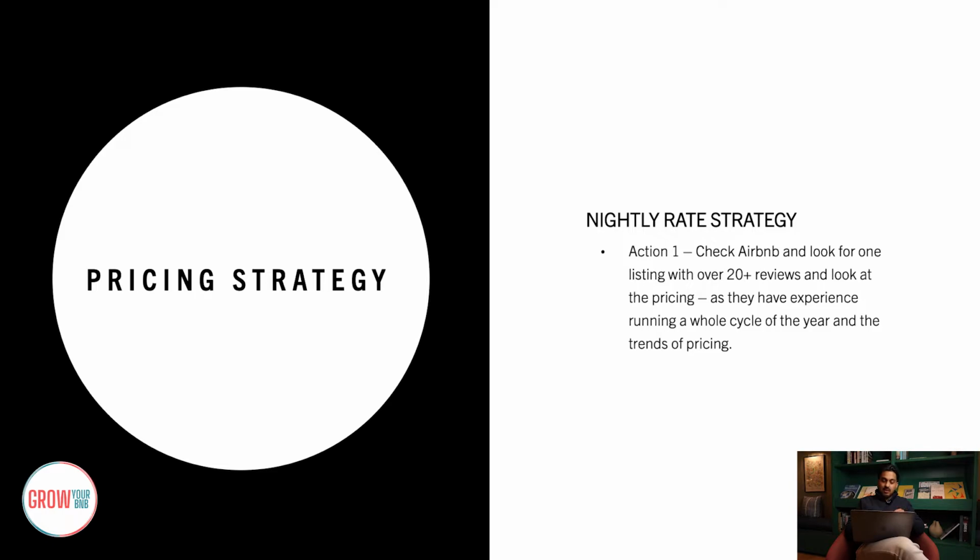And secondly, because they've already gone through 2 cycles, 2 years of running it as an Airbnb investment, their numbers are going to be a lot more achievable than somebody who's only got 1 or 2 reviews and might not have the experience for that whole cycle of the year.